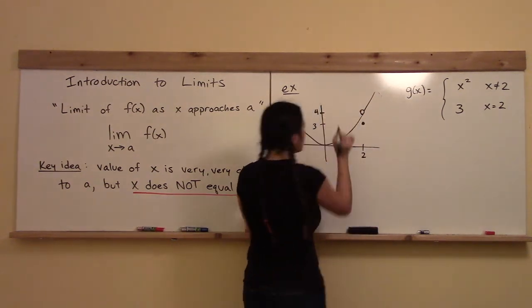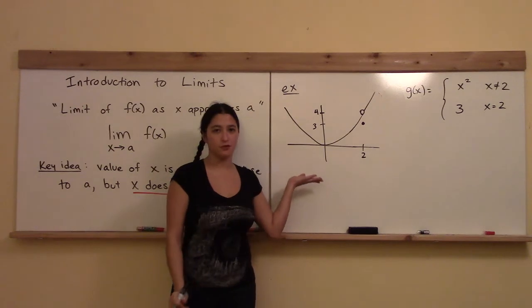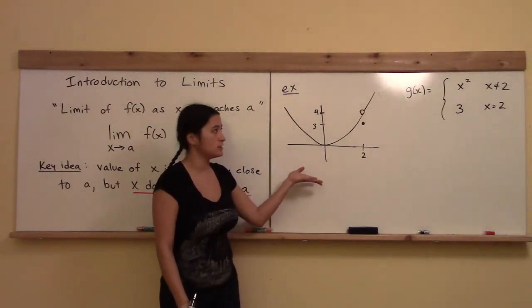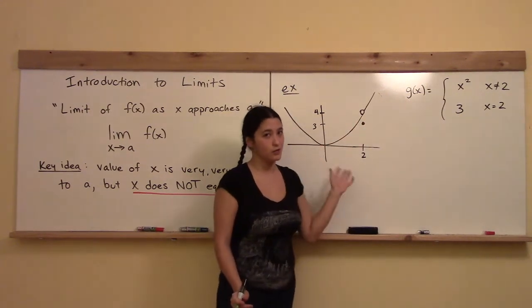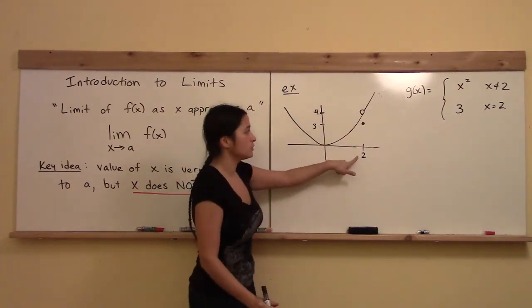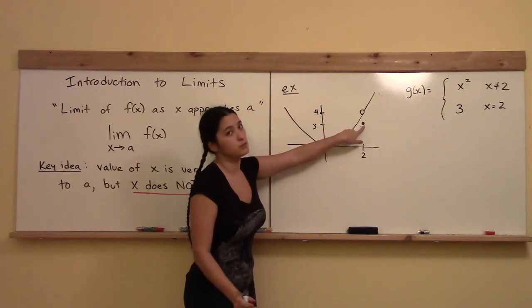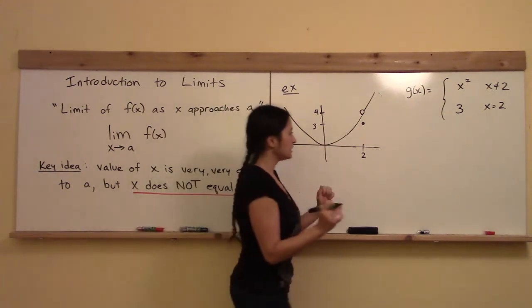Okay, so here's the number 3. So this is a graph of the new function. It's a little bit different. It's piecewise defined, where we have the parabola going on as long as x is not equal to 2. But when x is equal to 2, I actually want the function to be equal to 3. Okay, so let's consider the limit.